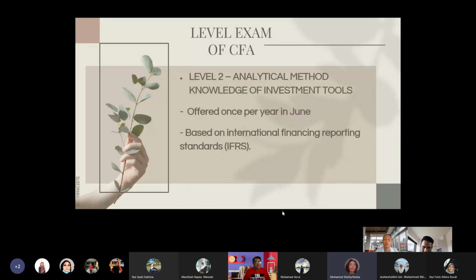So the second level, which is the analytical method, knowledge of investment, is offered once per year, in June. For Level 2, you need to understand the International Financial Reporting Standards (IFRS). It is not just about the profitability; you need to know how compliance with the IFRS must be held based on the situation today.